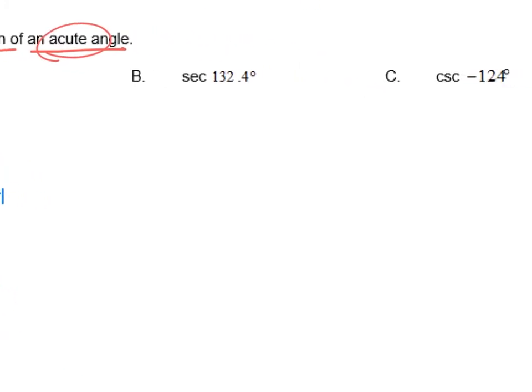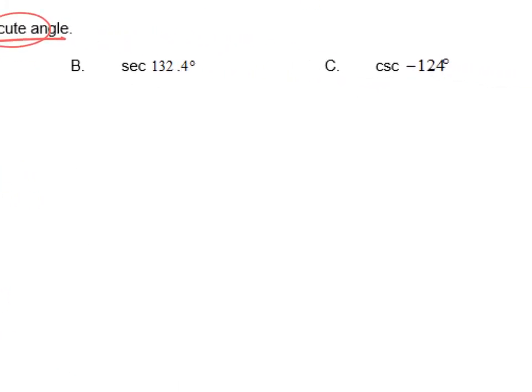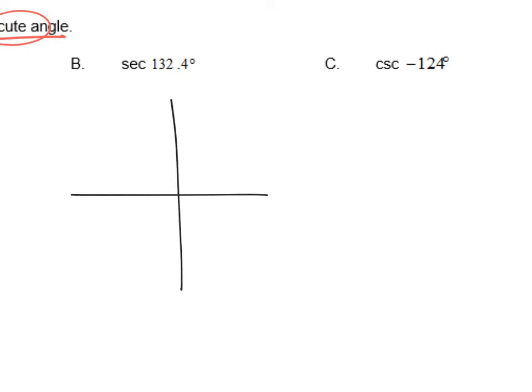Alright, secant of 132.4. So again, we start out by drawing that out. It's positive, so I'm going to go up 90, 180. So it's between 90 and 180. So I'm going to go 90, and then how many more degrees to get to 132.4? Well, we can subtract. Take the value from the x-axis, so 180 minus 132.4. What that actually is going to give us is the reference angle of 47.6 degrees.